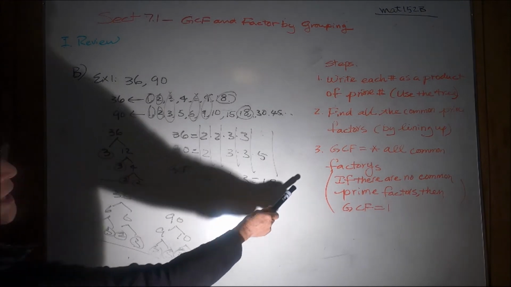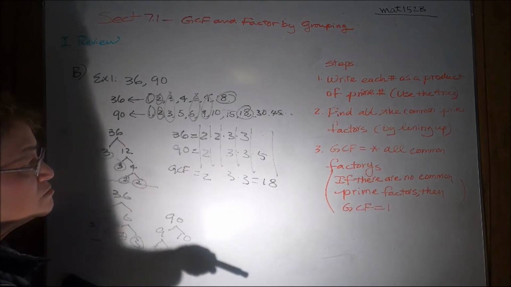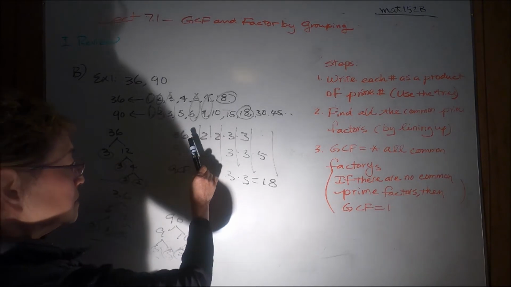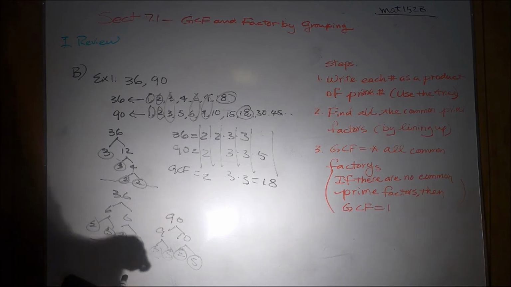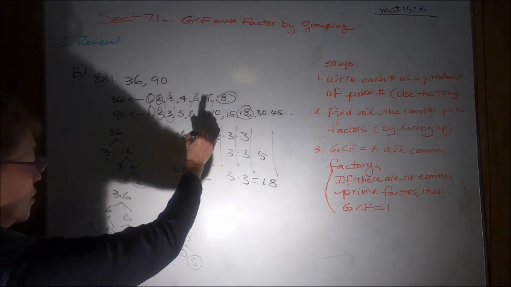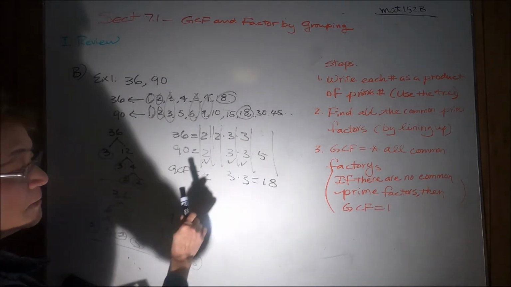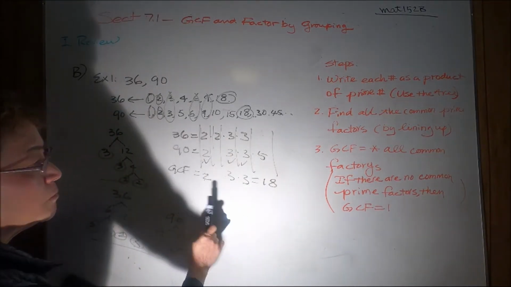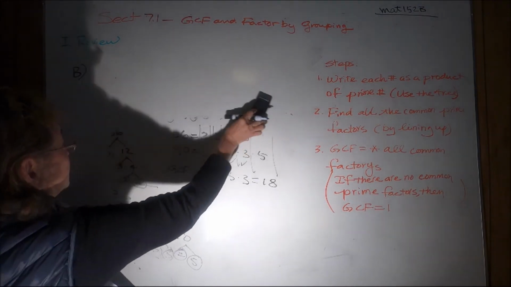That's how we find the GCF, right? So you write each number as a product of primes, the smallest units, which are the building blocks for all numbers. Then you find all the common ones by lining them up. Then the last step is to find the GCF by multiplying all of them together. That's how we do the GCF.